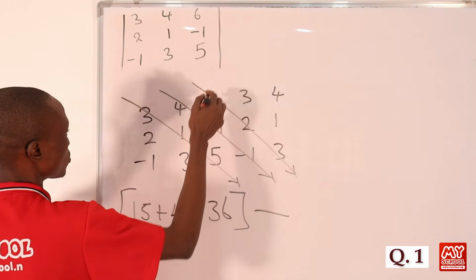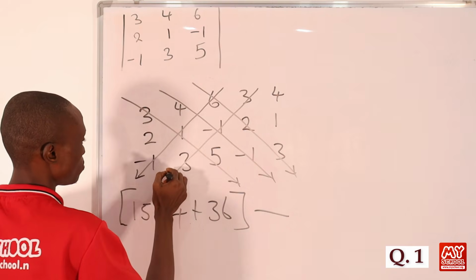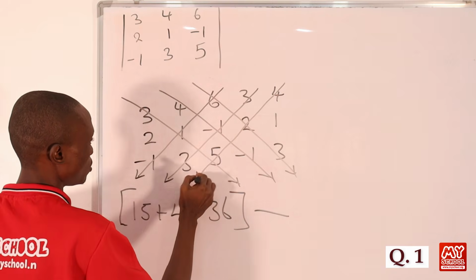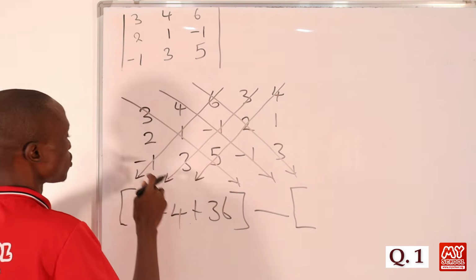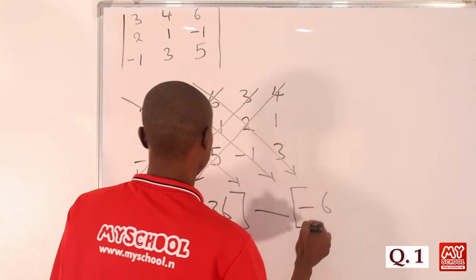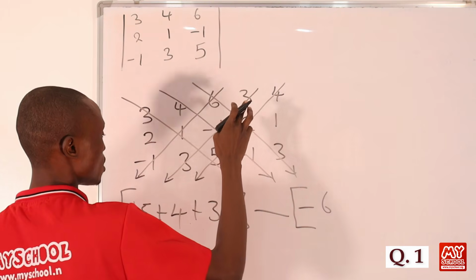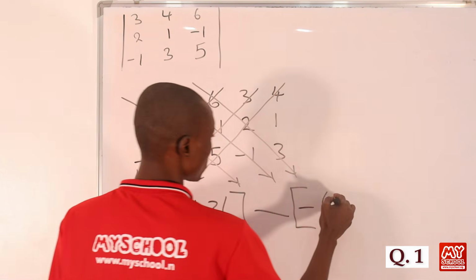So the next step is to take the minor diagonal. So from here, we come this way, we come this way, and we come this way. So I will multiply again. Let me just open another bracket here. So minus 1 times 6, that is equals to minus 6. Now let's move down to the next diagonal. 3 times minus 1 times 3, that is minus 9.